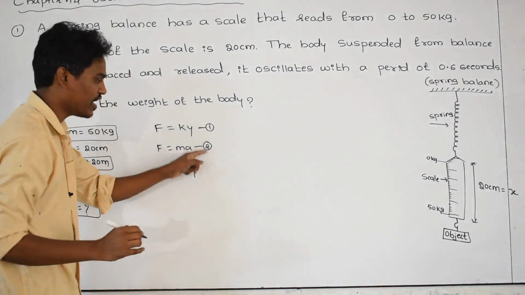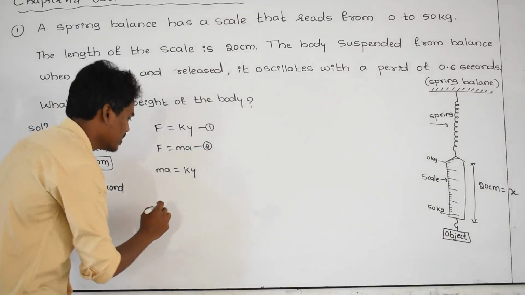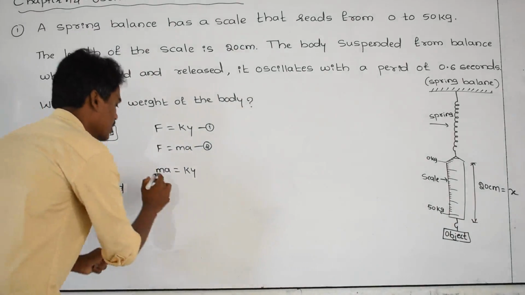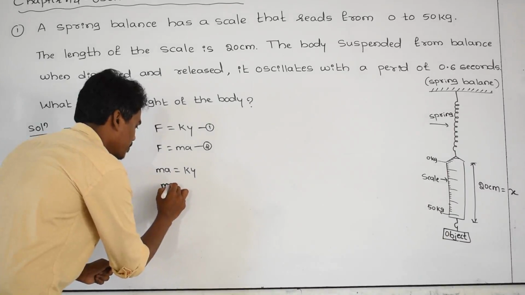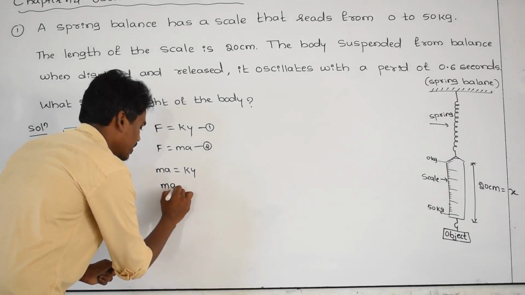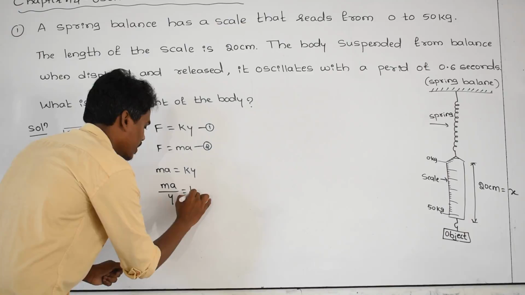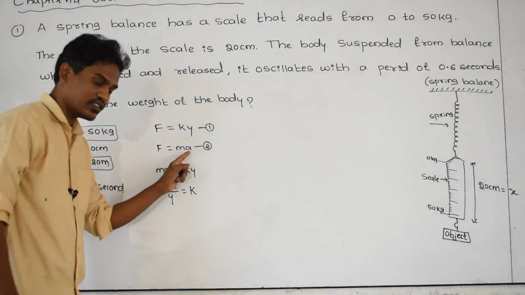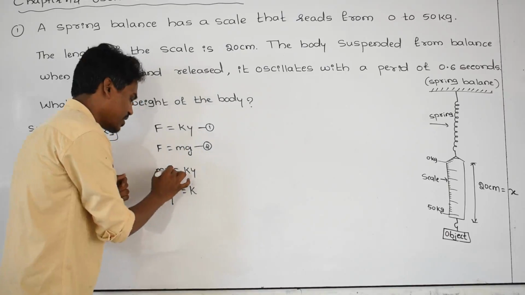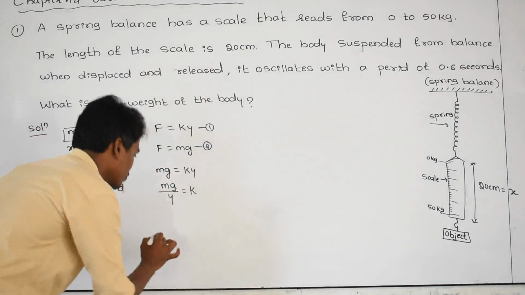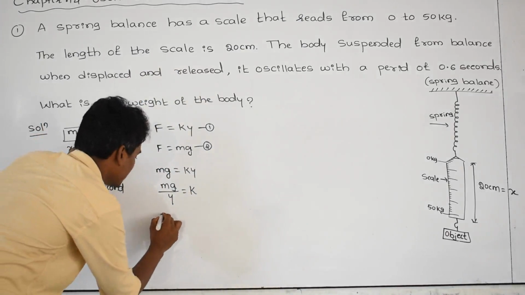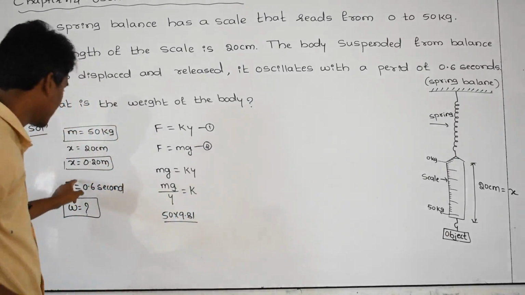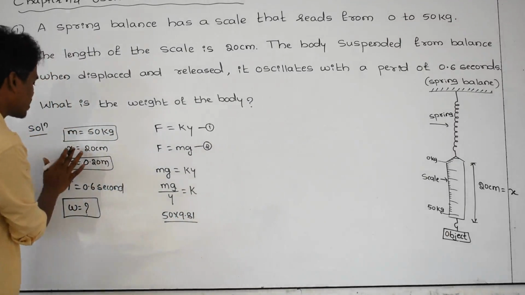Equate equation 1 and 2. ma is equal to KY. Then here I need to find out K value, that is m into a divided by Y is equal to K. And here substitute all the values. I am taking this a as g because I am taking acceleration due to gravity. This is mg, and substitute all the values. m is 50 kg into g is 9.81 divided by Y he has given. Y is nothing but that is x. You can take it as Y.